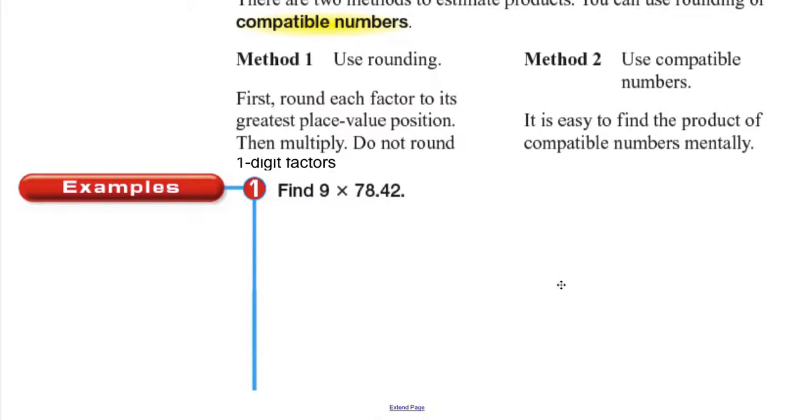Let's take a look at example number 1. We want to find the product of 9 times 78.42. Again, let's look at method 1 using rounding. We round 78.42 to 80, and then we don't round the 1-digit factor, which is the 9. If you notice, 80 was rounded to the greatest place value position. The greatest place value position of 78.42 is the tens place, and we rounded it in the tens place, and that's the reason why it's 80. So we don't change 9. 9 times 80 becomes 720.